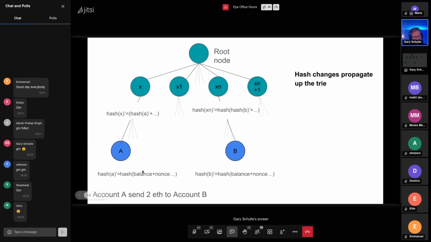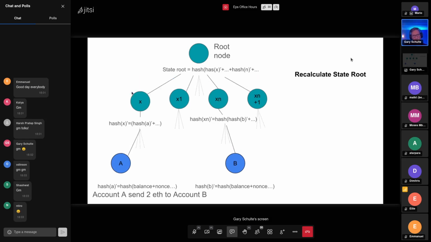So as I said, we are rehashing A, we're rehashing B. We push those hashes up into XN and X. And then subsequently, we will push the hashes of X and XN up into the root node, and we will rehash the root node to give us our new state root.